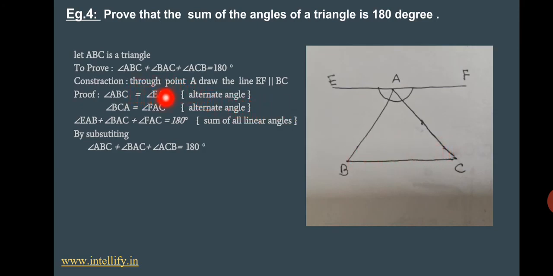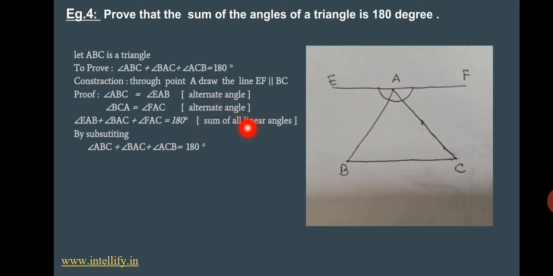Construction: through point A, draw line EF parallel to BC. Then by alternate angles, this angle is equal to this angle and this angle is equal to this angle. Here I wrote it in the form of angles: angle ABC = angle EAB, and angle BCA = angle FAC, through alternate angles.